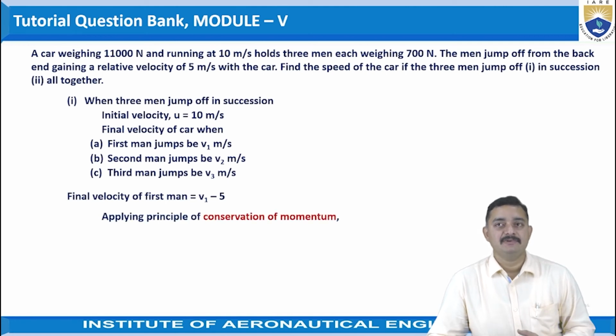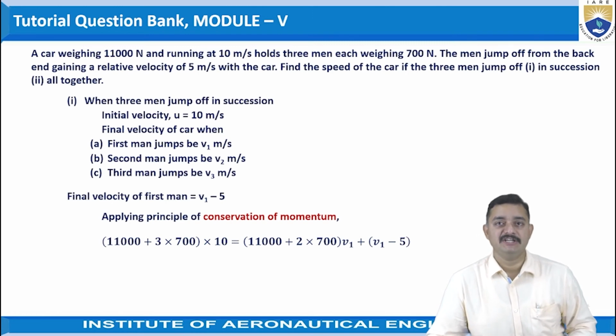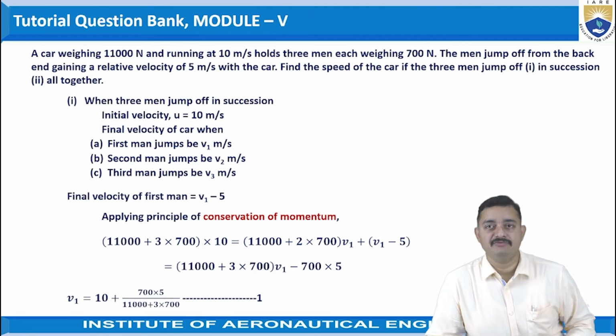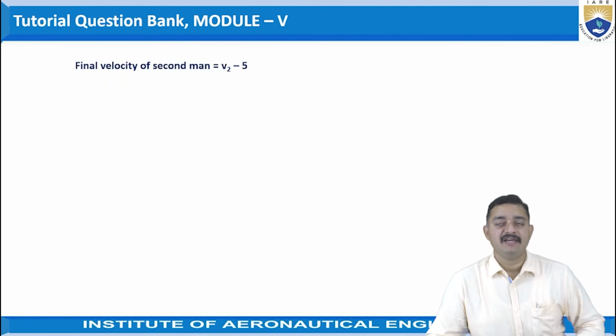So applying the principle of conservation of momentum, we get (11,000 plus 3 into 700) into 10 is equal to (11,000 plus 2 into 700) into v1 plus 700 into (v1 minus 5). So if we solve, (11,000 plus 3 into 700) into v1 minus 700 into 5. So we can take v1 is equal to 10 plus 700 into 5 by (11,000 plus 3 into 700), as equation 1.